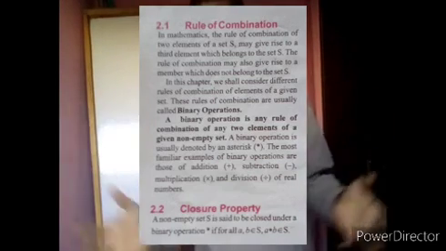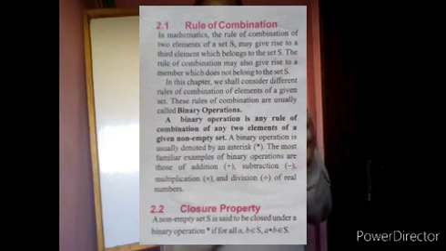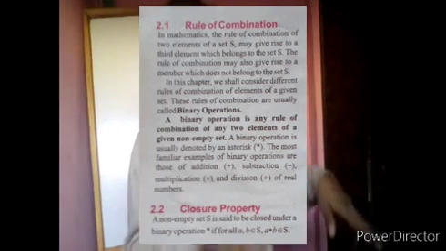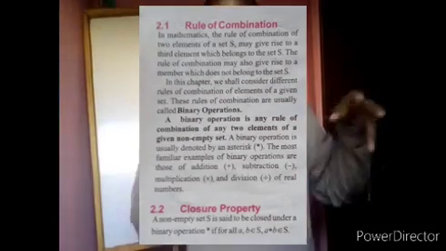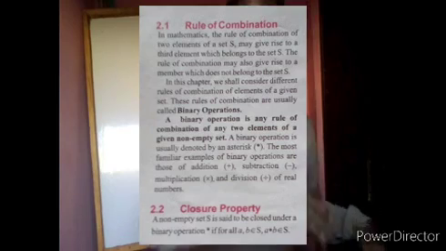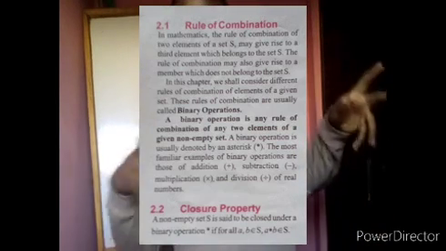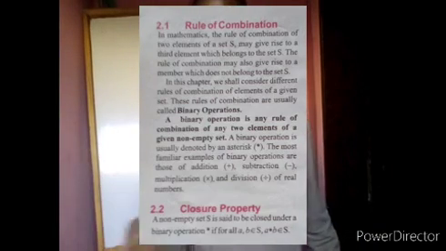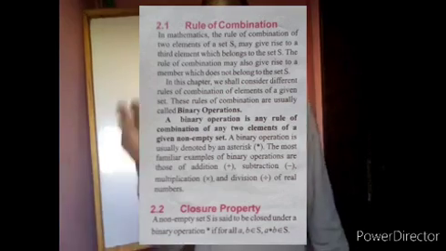So basically, you have a set of elements. Now, if you perform an operation on any number of elements of that set, and the product of that operation is also an element of the original set, that means that set is said to be closed under that process. But if the product of that operation is not an element of the original set, then it is said to be non-closed.